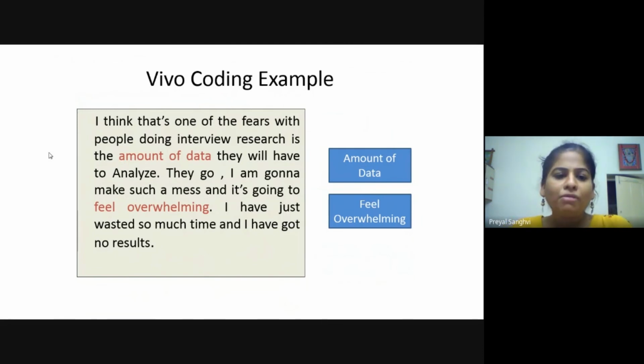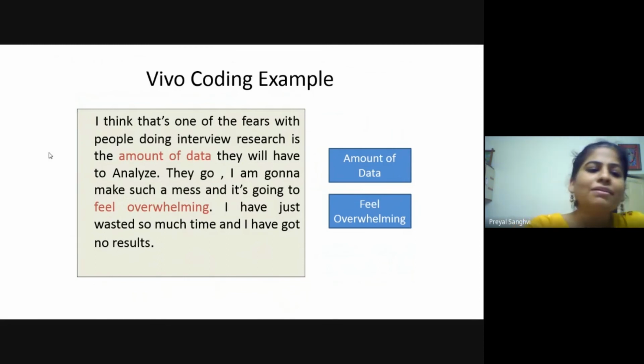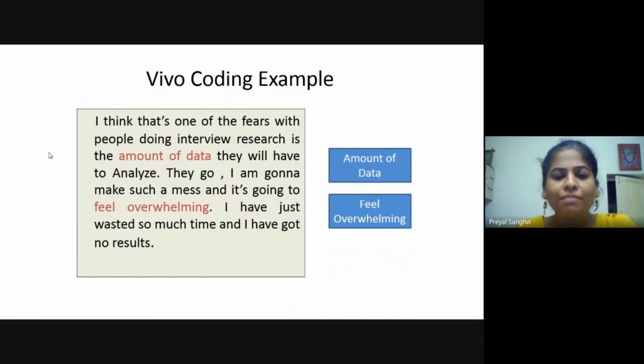If we talk about the second sentence, it is: they go, I am gonna make such a mess and it's going to feel overwhelming. Here the respondent has used the words feel overwhelming. So in in vivo coding we are using the exact word which is used by the participant, and here we have coded it as feel overwhelming. In in vivo coding, we use the same words used by the participants.